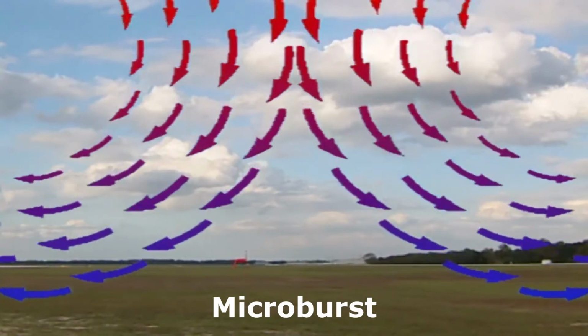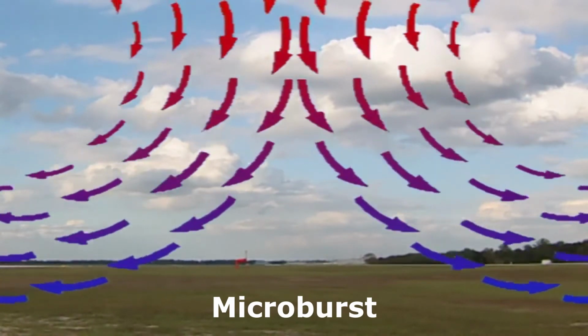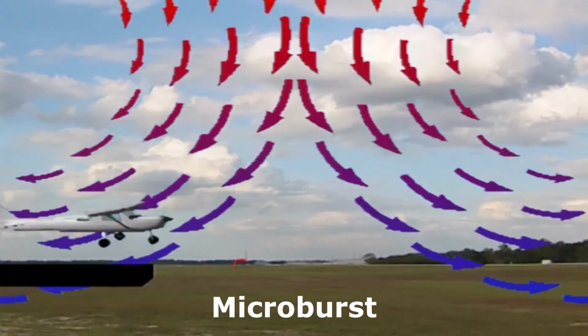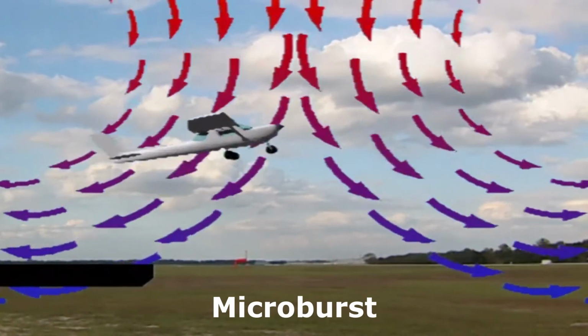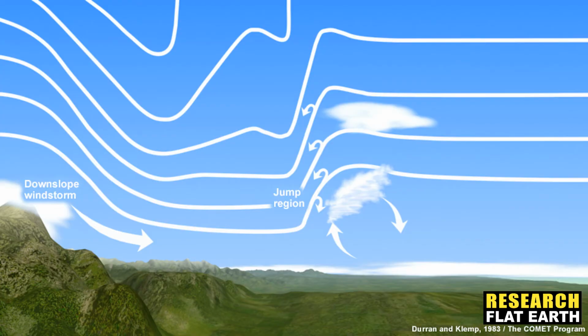We also have microbursts. We studied this in our Aviation English chapter 10, and many accidents have occurred because of those microbursts at lower altitude. So all those affect the flight.